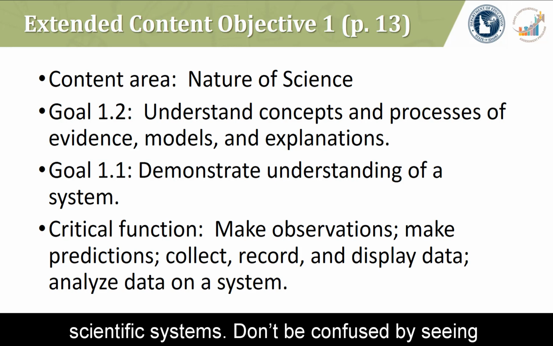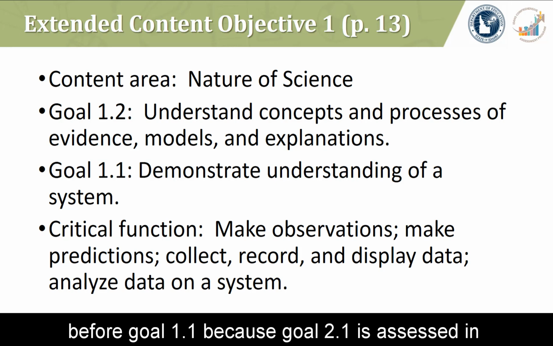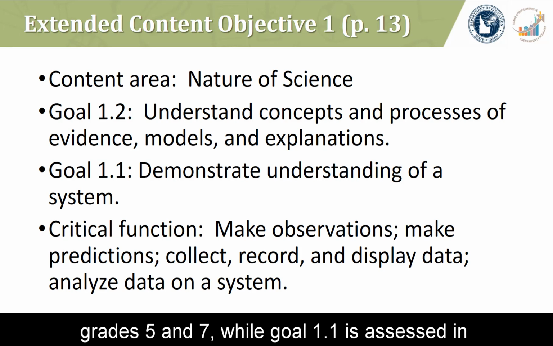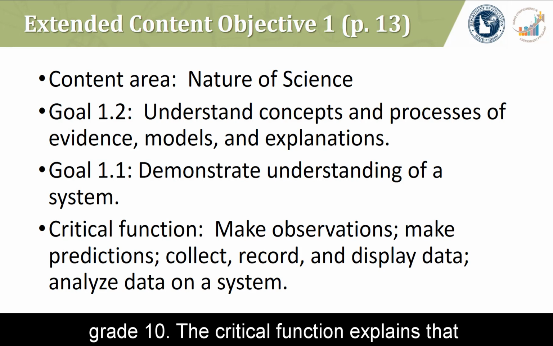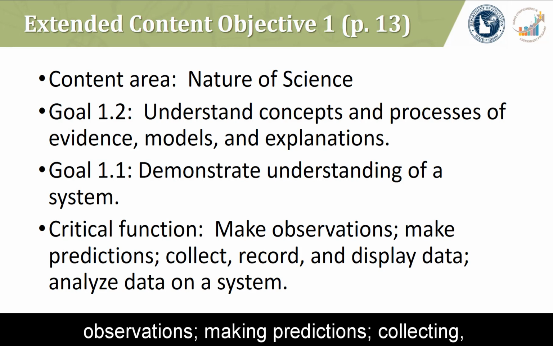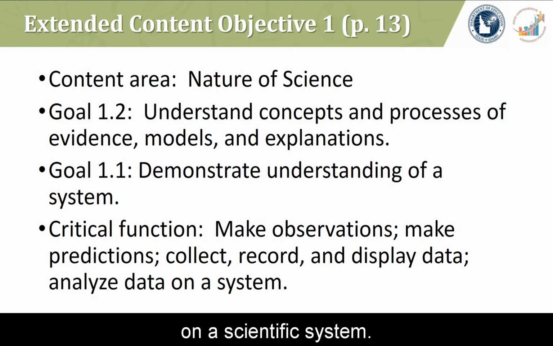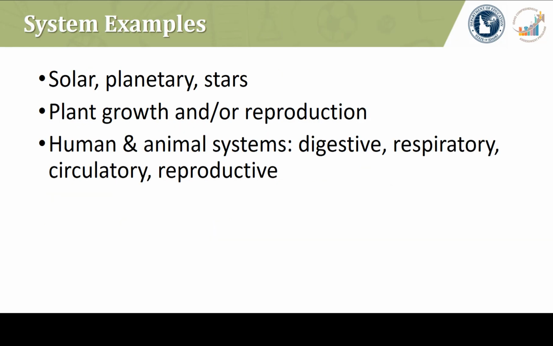Don't be confused by seeing the goals listed out of order. Goal 1.2 appears before Goal 1.1 because Goal 1.2 is assessed in grades 5 and 7, while Goal 1.1 is assessed in grade 10. The critical function explains that these 2 goals are about students making observations, making predictions, collecting, recording, displaying data, and analyzing data on a scientific system.